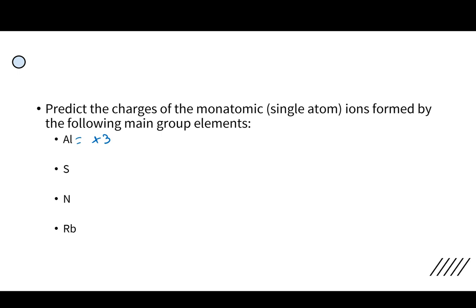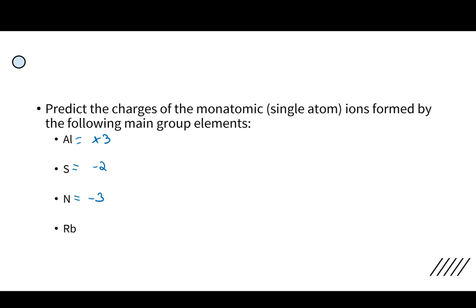Sulfur is atomic number 16, so we could go up to neon, which is number 10, or we could go to argon, which is number 18, which is obviously closer. So to get to 18 electrons, sulfur would need to gain 2, and so it would make a negative 2 charge. Nitrogen has atomic number 7, so it is closest to neon, because it would either be helium, which is number 2, or neon, which is number 10. So to go from 7 to 10 electrons, it would need to gain 3, so it would be a negative 3.